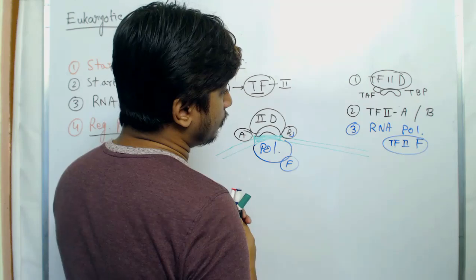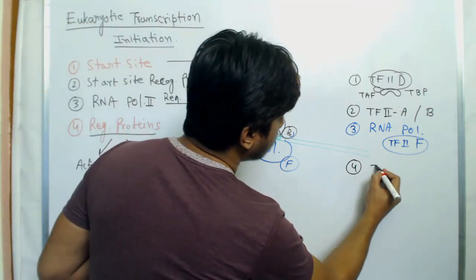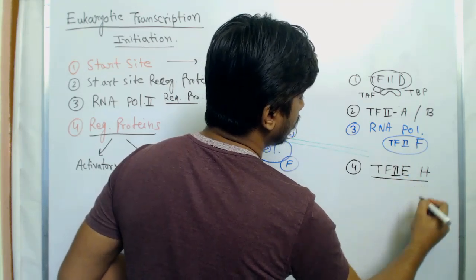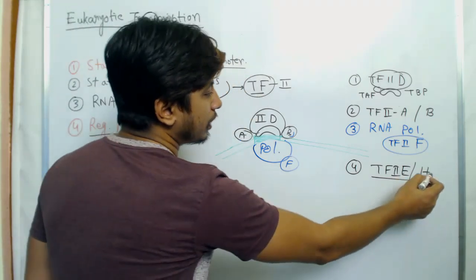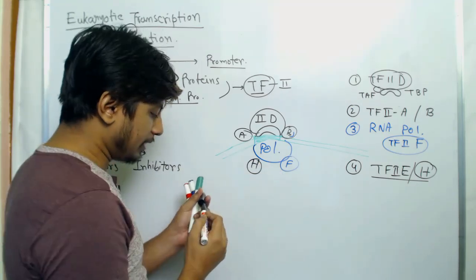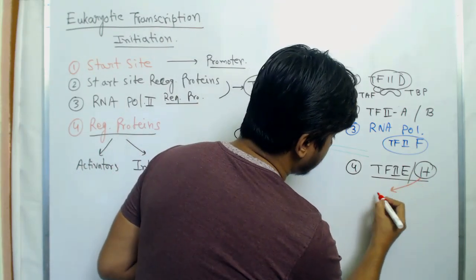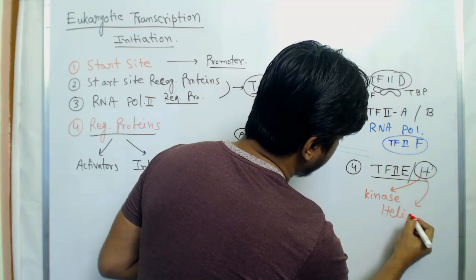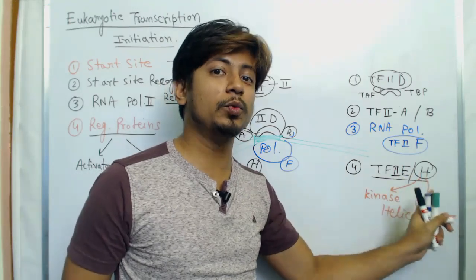Now that's why we come to the fourth type of molecules, the fourth step, and in this case transcription factor E and H. Okay, transcription factor 2E and H. Transcription factor E actually recruits transcription factor H. Now the beauty of transcription factor H is that it has enormous capability, like two or three versatile activities. One is that it can act as a kinase. It can also act as a helicase. So these are some versatile features of transcription factor 2H.